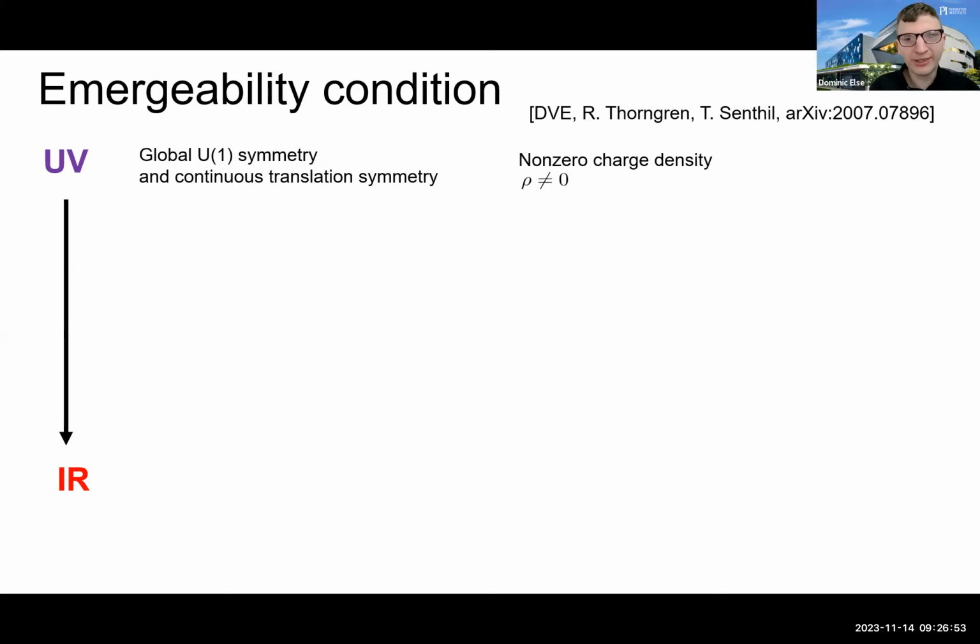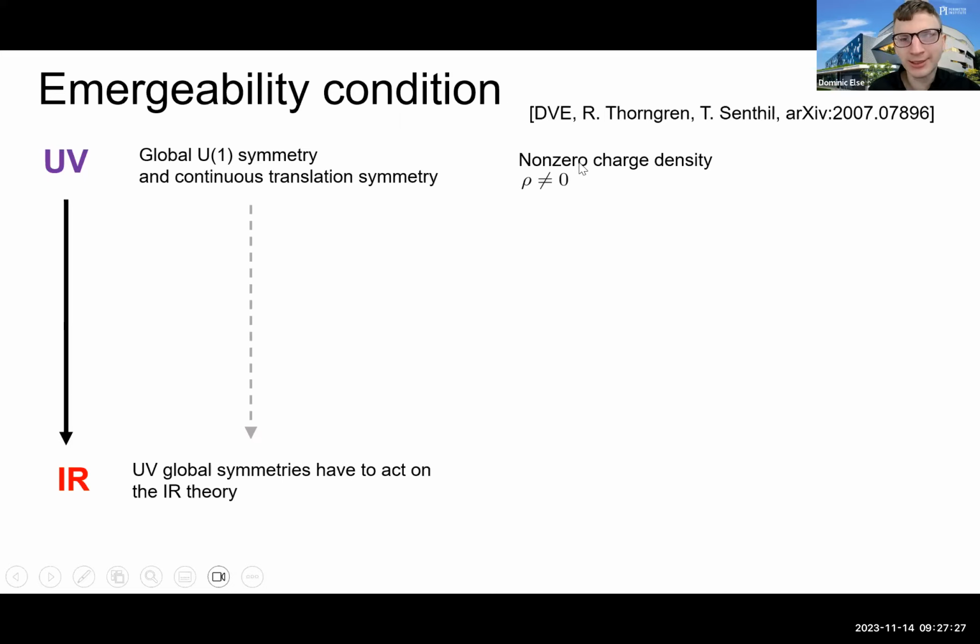So when we split up this UV requirement into two halves, we have firstly the statement that you have this global U(1) symmetry and continuous translation symmetry, and then the other statement is you have non-zero charge density. The statement about symmetries, it's kind of obvious how that has to correspond to the IR. The UV symmetries have to act in some way on the IR theory. Technically, it could be a trivial action, but at least you need to have some homomorphism from the UV symmetries into the IR symmetry group.